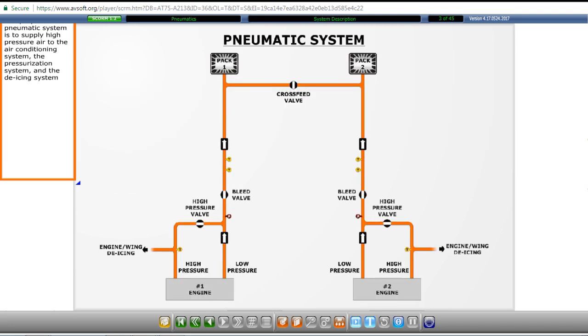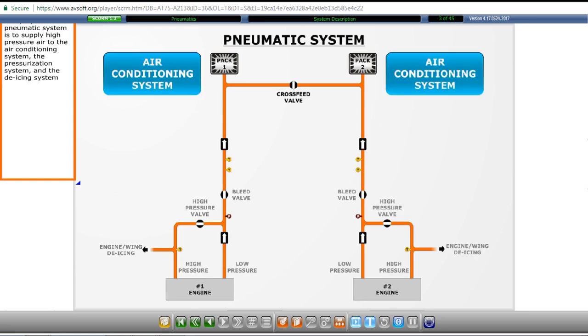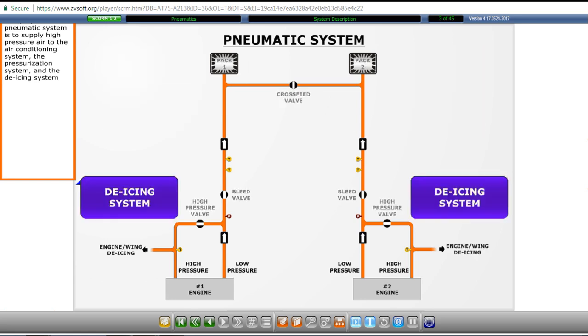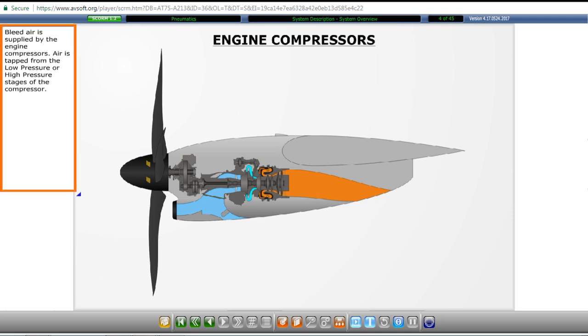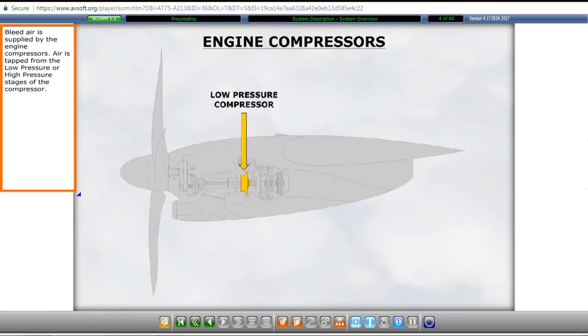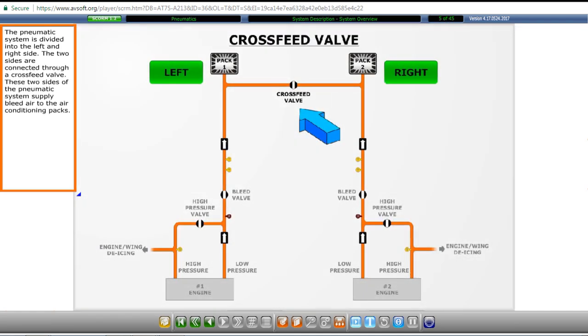The purpose of the pneumatic system is to supply high-pressure air to the air conditioning system, the pressurization system, and the de-icing system. Bleed air is supplied by the engine compressors. Air is tapped from the low-pressure or high-pressure stages of the compressor. The pneumatic system is divided into the left and right side. The two sides are connected through a cross-feed valve. These two sides of the pneumatic system supply bleed air to the air conditioning packs.